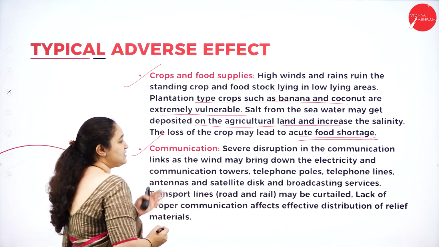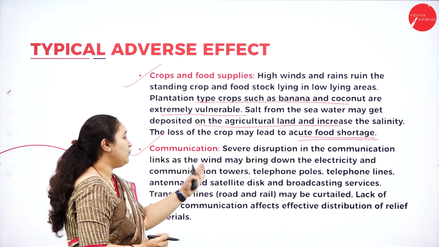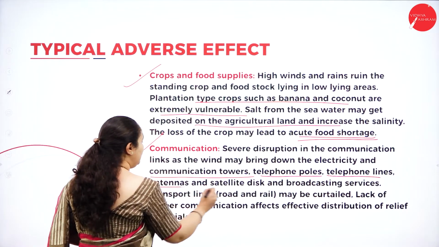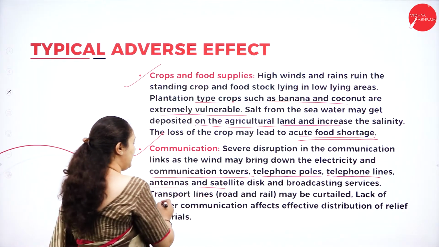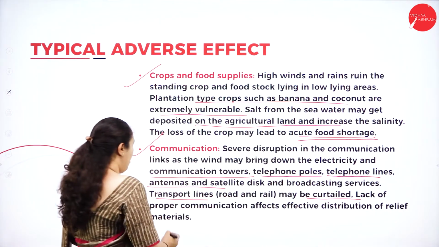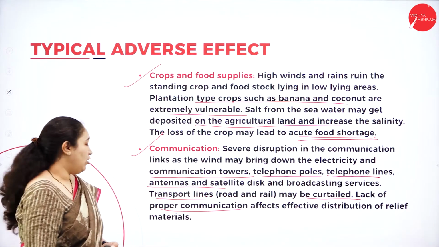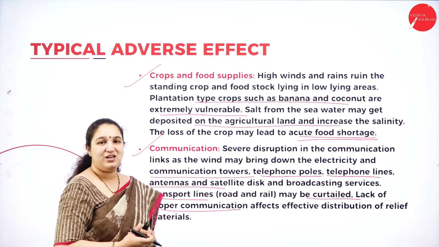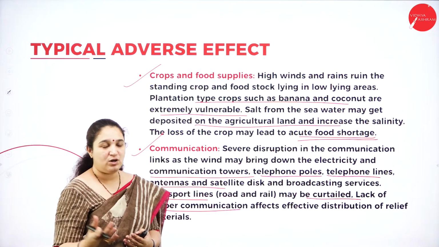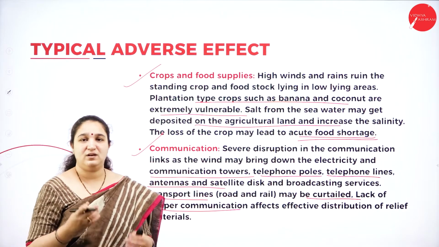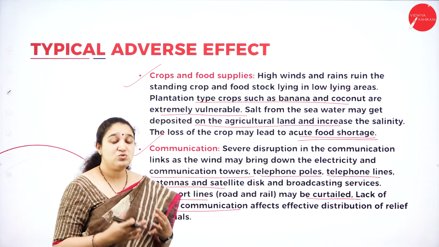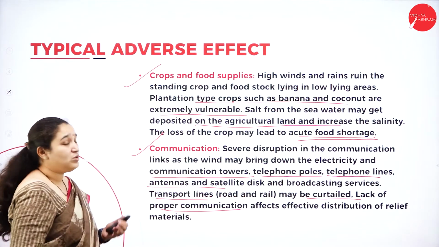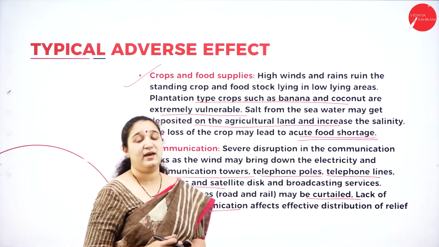Next, communication. Severe disruption of the communication links, as the wind may bring down the electricity and the communication towers, telephone poles, telephone lines, antennas, satellite dishes, broadcasting devices. Transport lines, that is roads and rails, may be curtailed. Lack of proper communication affects the effective distribution of the relief materials as well. So because of cyclones, we can see there are no phone connections, the satellite is not working, the broadcasting services are not working properly, the rails are closed, the flights are not there. Now there is so much disturbance which can be created because of cyclones, isn't it? So these are some of the adverse effects which are there because of the cyclone.